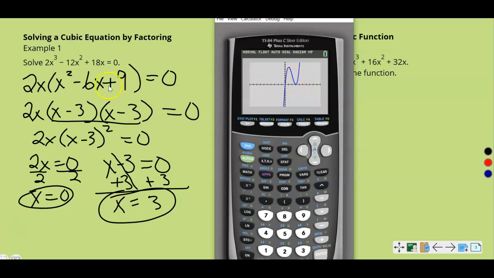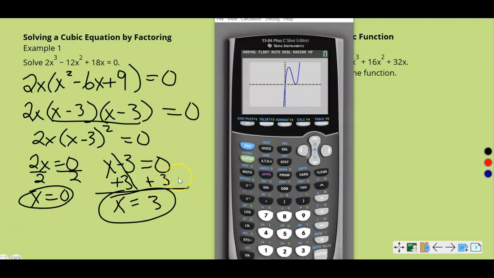The reason it does that is because of this repeated 0. Anytime you have a factor raised to an even power, it's going to come down and touch the x-axis at that 0. So that is a solution, and that shows that it is a solution twice. So a cubic function is going to have 3 solutions: 0, 3, and 3 is repeated. So it's 3 two times.